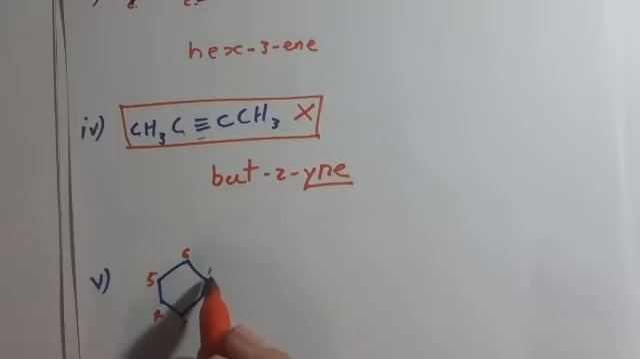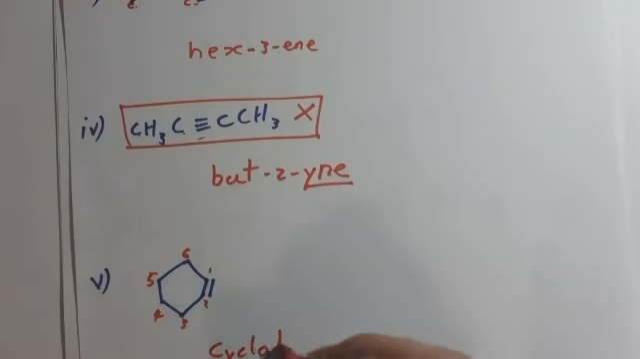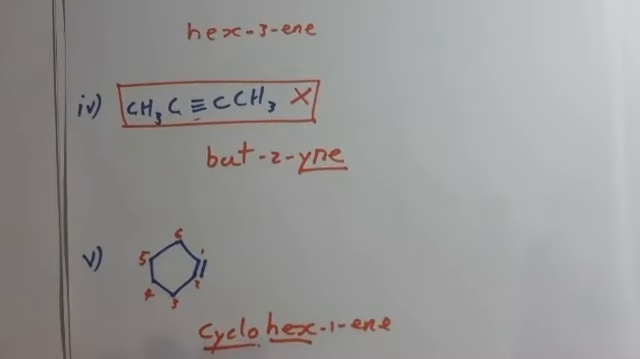The double bond is between carbon number 1 and 2. There's 6 carbons in there. So this is cyclohex-1-ene. Again, hex, number of carbons. Cyclo because it's in a circle, and 1-ene because my double bond is between carbon number 1 and carbon number 2. Happy with that?